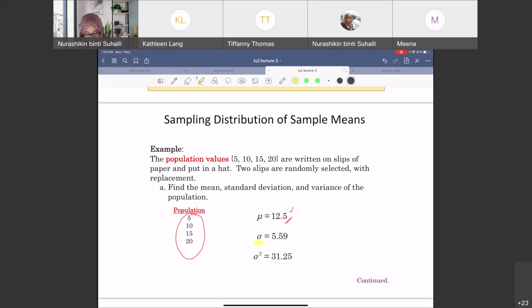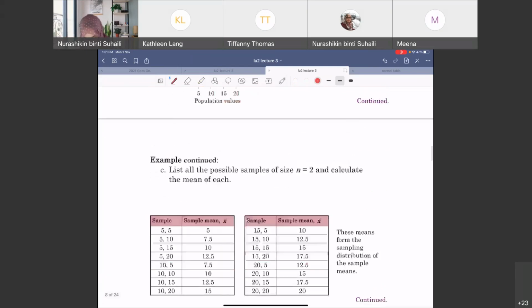And then this one is the standard deviation. Remember, there is a formula for the standard deviation. Where's the formula?